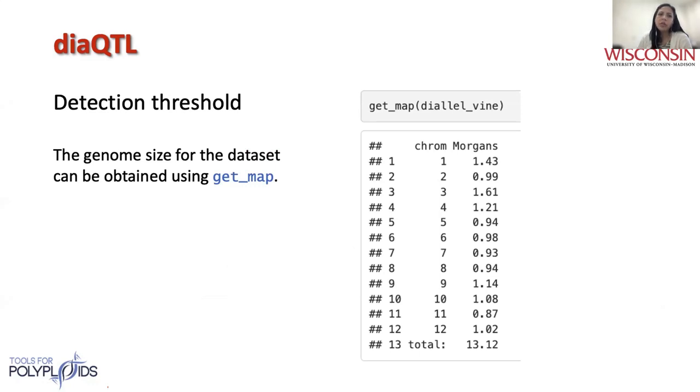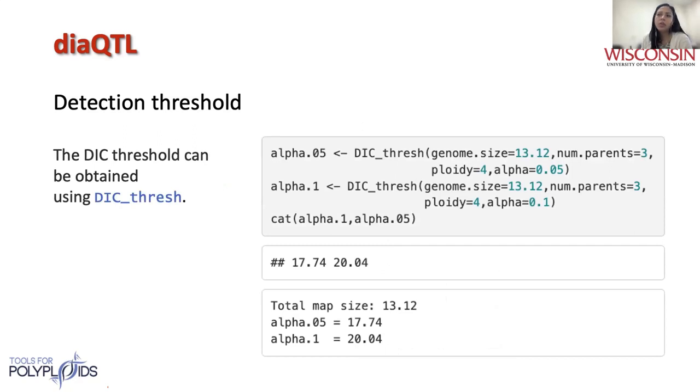After you perform that, you can also determine the detection threshold. The genome size will need to be used to determine this. So to get the genome size of, in this case, potatoes, we will use the function getMap, and this will use the chromosome and the centimorgans to determine what is the genome size, which in this case is 13.12. It's pretty close, around 13 for potatoes. It will give you a more detailed number regarding the population you're using.